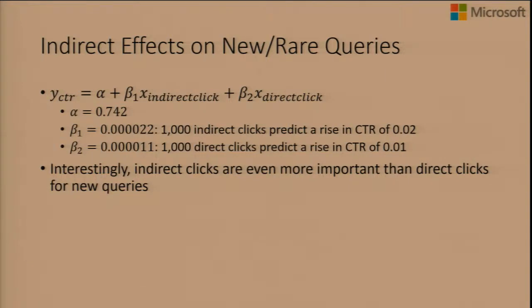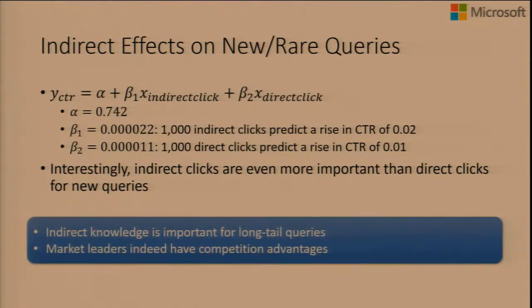Indirect clicks means that for a new query, we may find some similar or related queries. So we check how many clicks those related queries have. We call those click numbers the indirect clicks. So this just shows that indirect knowledge is important for long-tail queries.